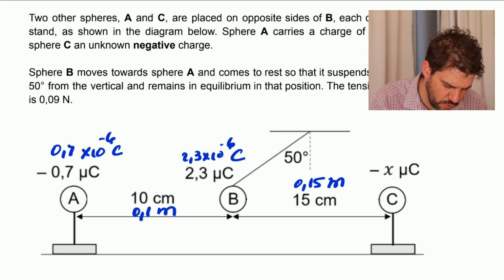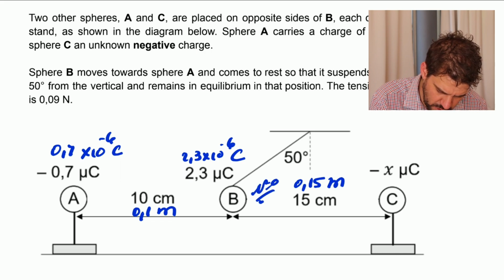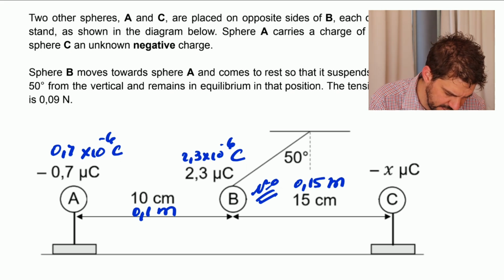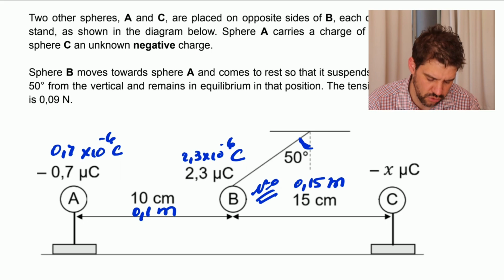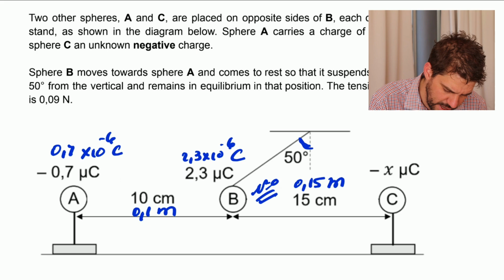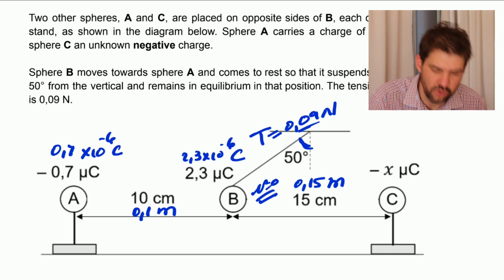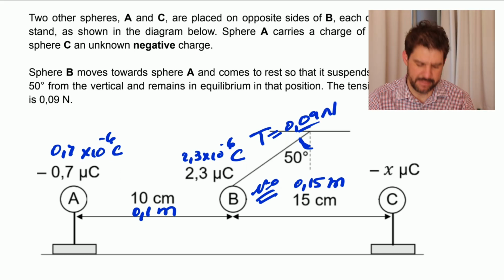They say first B moves towards sphere A and comes to rest. So it means it's not moving. Speed is equal to 0 at that specific point. So that it is suspended at an angle of 50 degrees from the vertical and remains in equilibrium. That angle here is important because of the next question we're going to do just now. The tension in the string is 0.09 Newton. Another important data. We're going to use it in the next upcoming question.